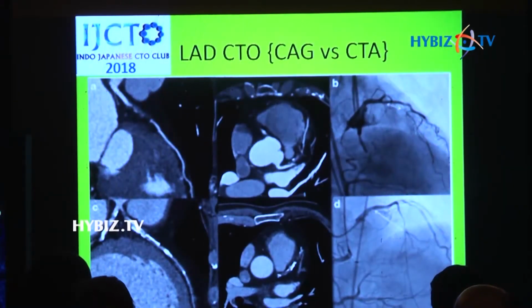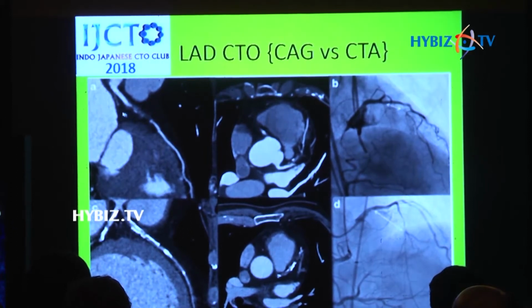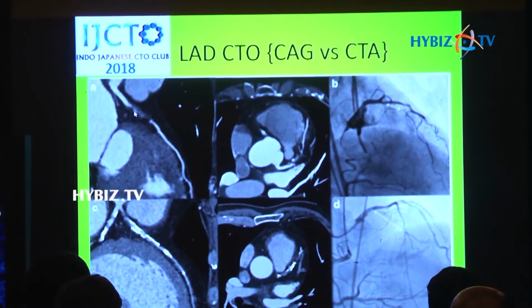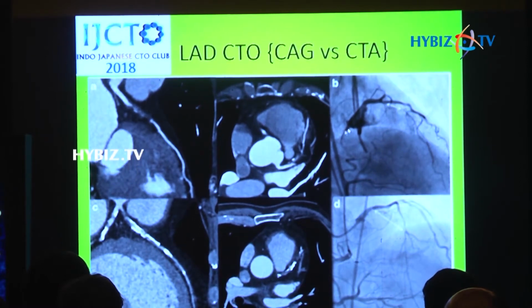And I'll just leave you with some examples again. You can see here this is an LAD lesion. It's a short lesion. There's a rim of calcification here. And in the axial section again, you can see that is a small short segment. The dual angiography again confirms the same thing. And this patient had a good outcome.